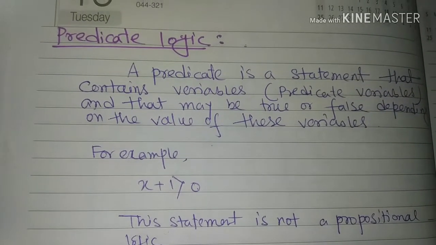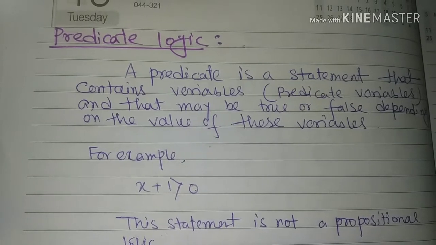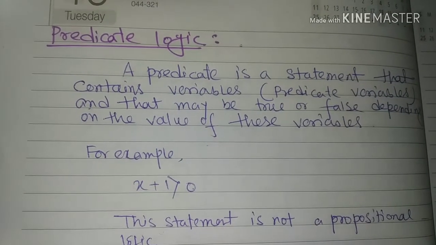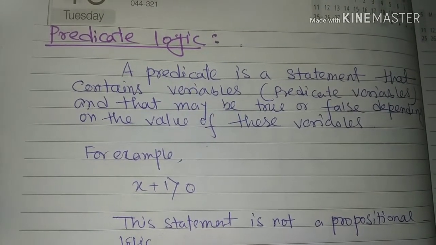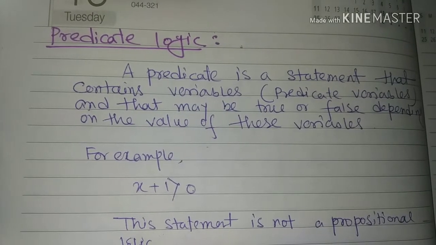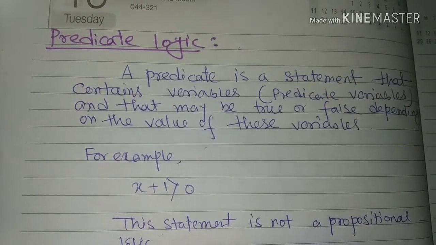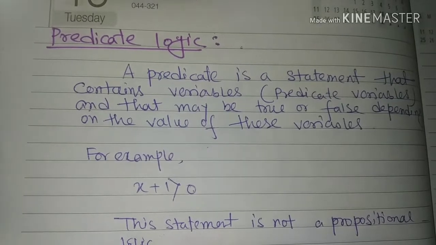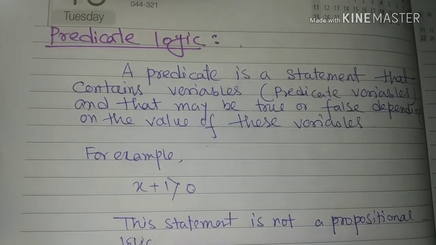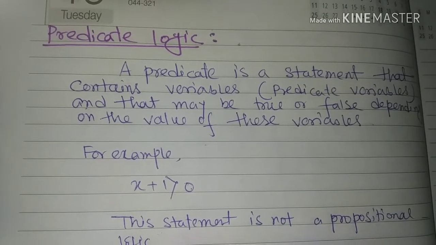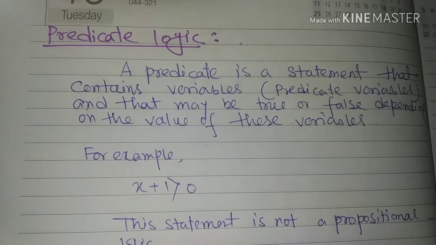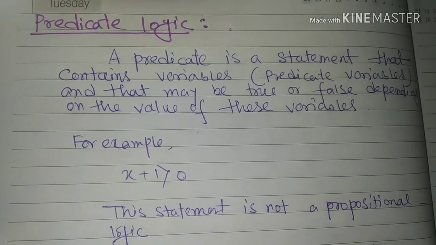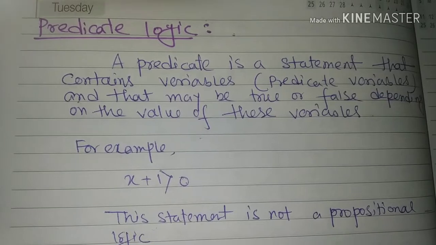In today's video, we'll discuss predicate logic in discrete mathematics. In the previous video, we discussed propositional logic. Now in this video, we discuss predicate logic. A predicate is a statement that contains variables, called predicate variables, and it may be true or false depending on the value of these variables.